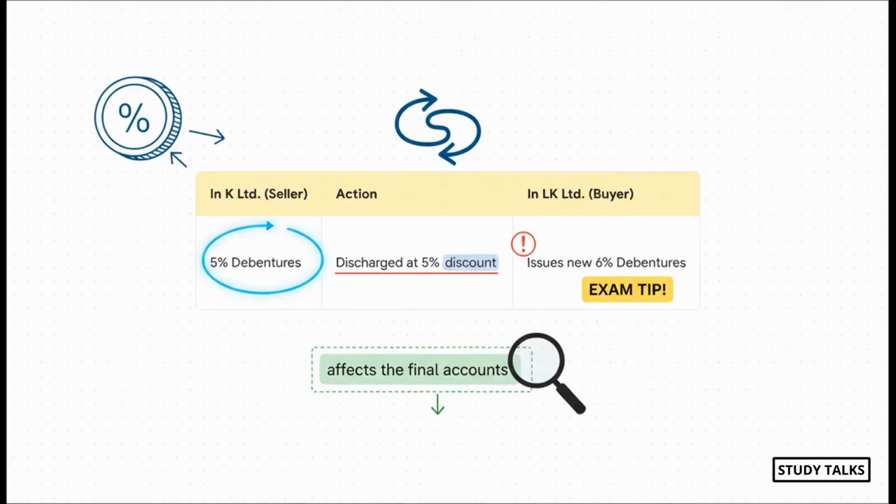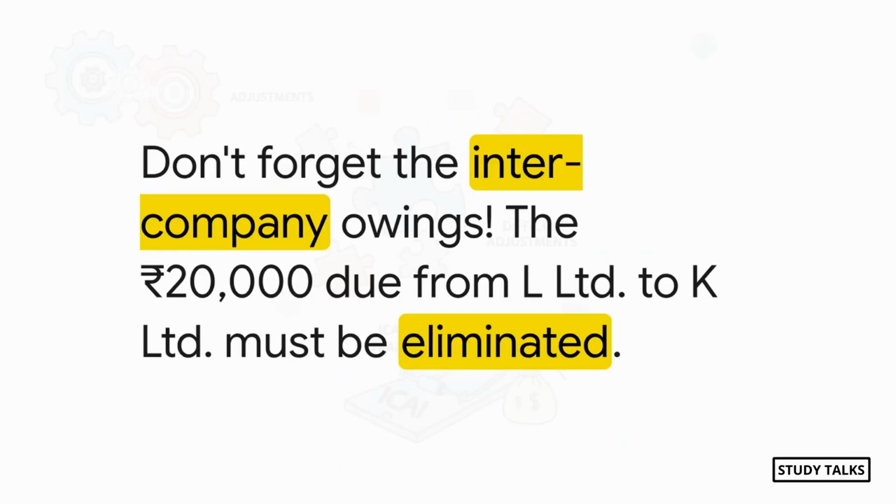And there's another little adjustment in this problem you got to watch out for, the debenture swap. The 5% debentures of the selling company K Limited are being paid off, but look closely, at a 5% discount. It's a small detail, super easy to miss, but it will absolutely affect your final numbers. And hey, just like the last problem, we've got another intercompany debt to deal with.